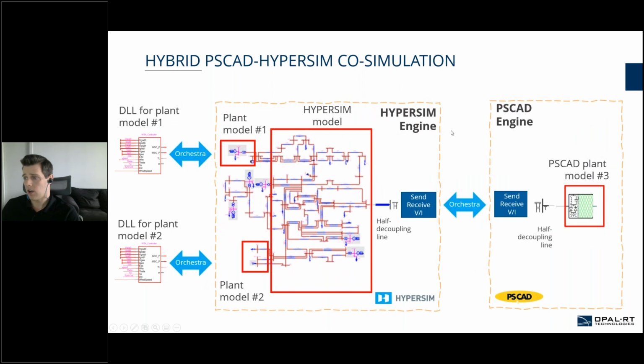So you can see here in this diagram how we would achieve this. You'd have the typical HYPERSIM grid that's been migrated already. You have some plant models that have been migrated already, as I have described in the previous slides, where the DLLs are run on dedicated processors to maximize the performance. But we could still have the PSCAD engine run with an entire plant decoupled through a half line, communicating with the HYPERSIM model for a hybrid co-simulation.